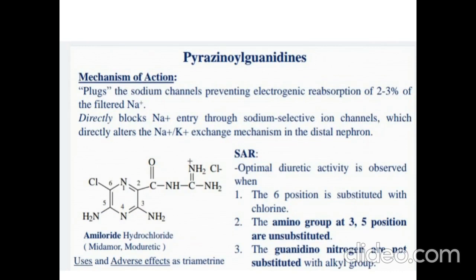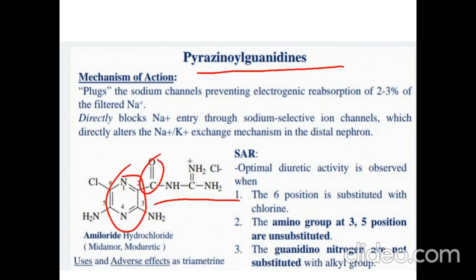Then the next example is amiloride. It is a pyrazinoyl guanidine derivative. So this is the structure of guanidine. This is the structure of pyrazine. So CO is present, and so pyrazinoyl guanidine structures are present. They have a similar effect. They are directly acting.